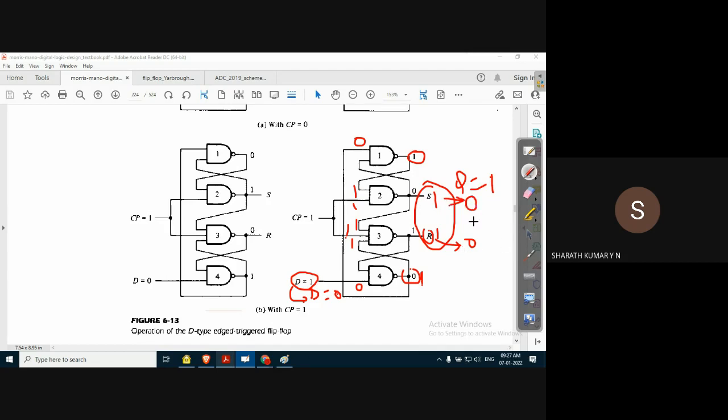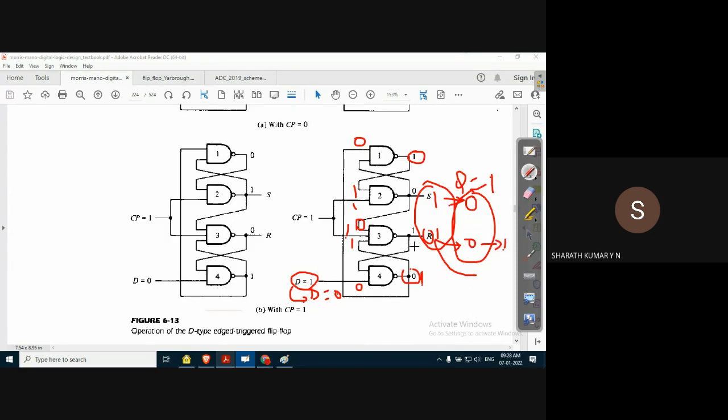At this point, what we observe is that both S and R are 0, 0. For an SR latch with NAND gates, 0, 0 is an invalid condition. But what the flip flop does is, because of the feedback, it will automatically change. How does it change? This S is now applied as input to the third NAND gate, so this third NAND gate becomes 0. When one of its inputs is 0, R will automatically change its state to 1.